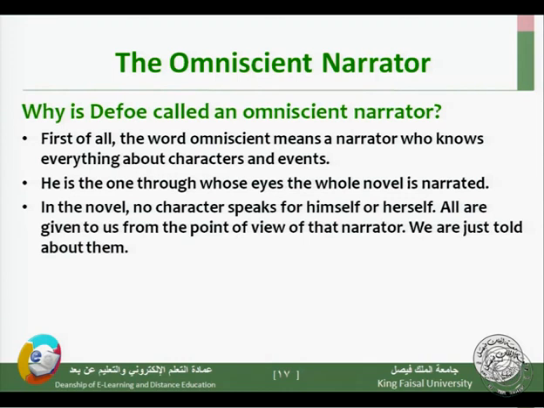In the novel, no character speaks for himself or herself. All are given to us from the point of view of the narrator. We are just told about them. He tells us about them.